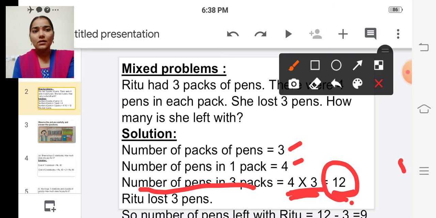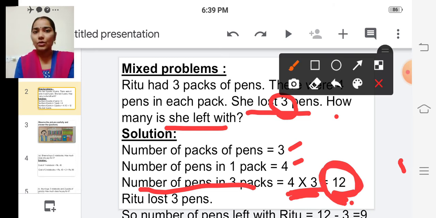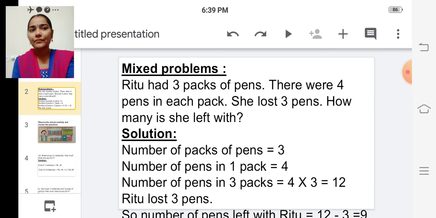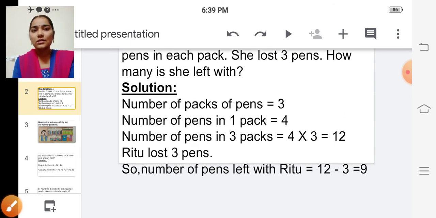So, what is the question actually? She lost 3 pens. Then how many is she left with? So, we have to subtract this 3 pens from 12 pens. Ritu lost 3 pens. So, number of pens left with Ritu is equal to 12 minus 3, which is equal to 9.